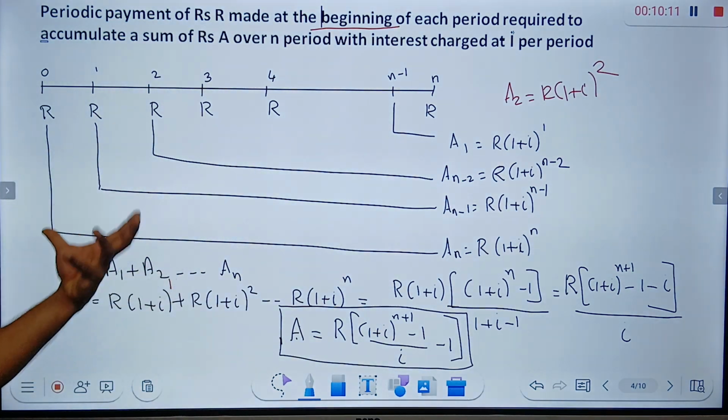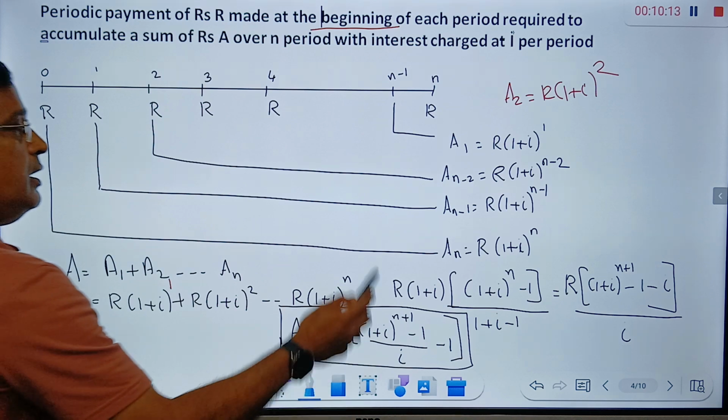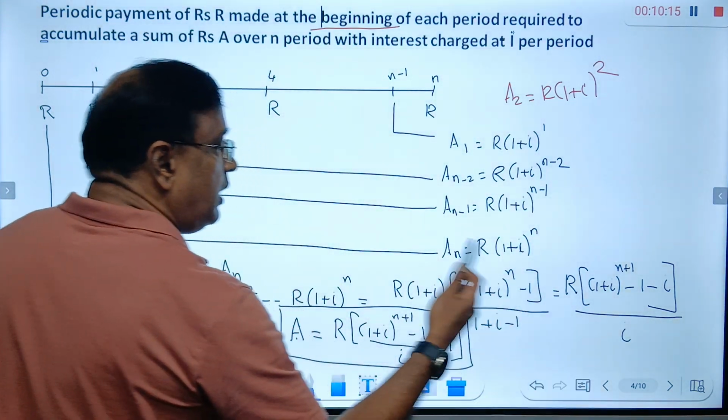Now, this is again a geometric progression. The formula is a into r power n minus 1 by r minus 1.